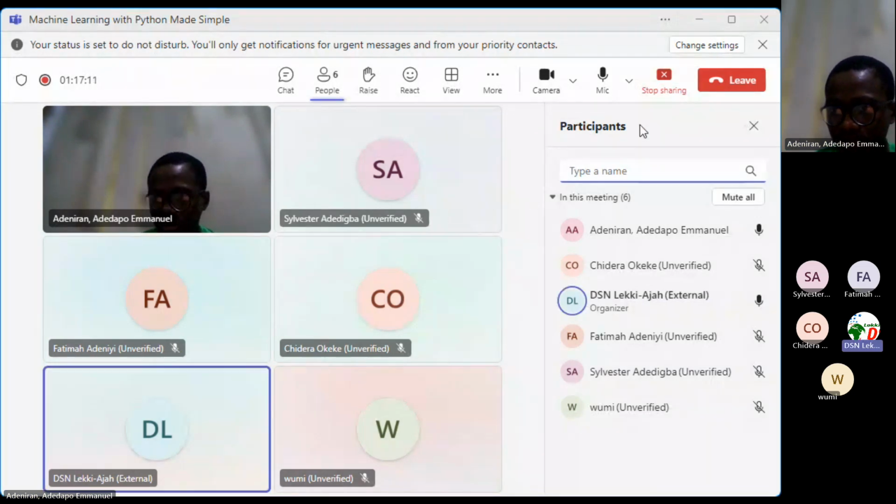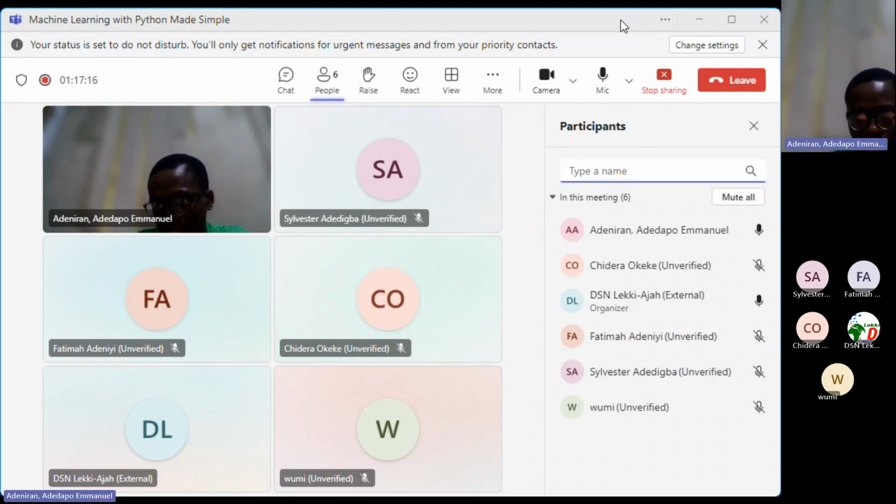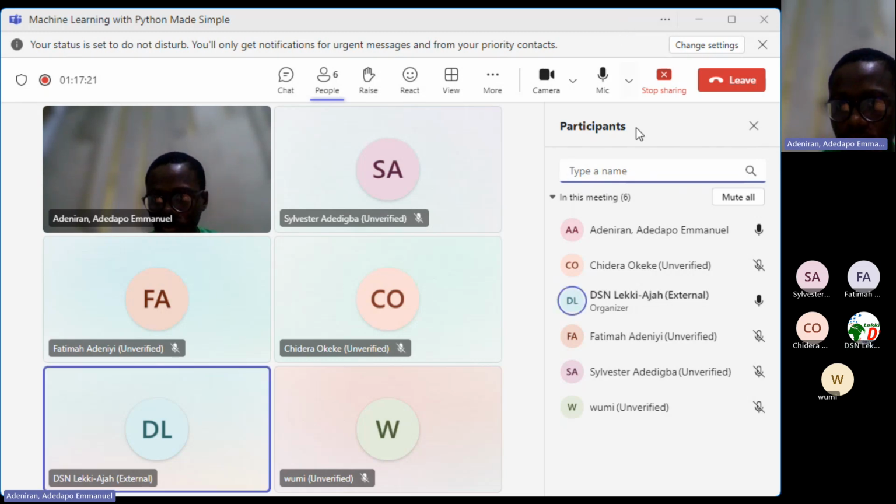So, we are done with the foundation now. We are starting the real application. Yes, we are done with the foundation. So we will now start looking at real application of machine learning and see how it works.